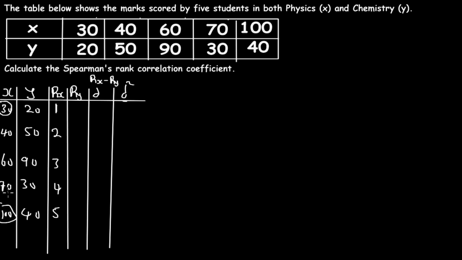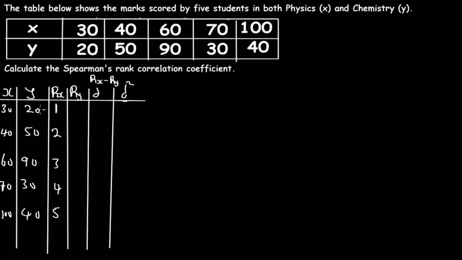It means your rank is in descending pattern. But if the least value of the data actually has the least rank, and the highest value of the data has the highest rank, then you are actually ranked in ascending order. That's how the pattern works. I hope I'm able to clarify that. Excellent. Now let's rank Y.